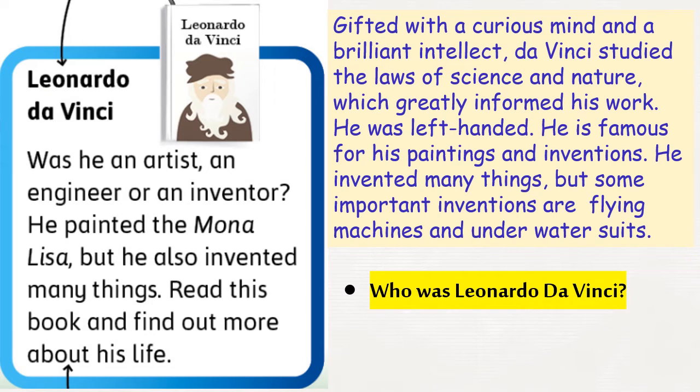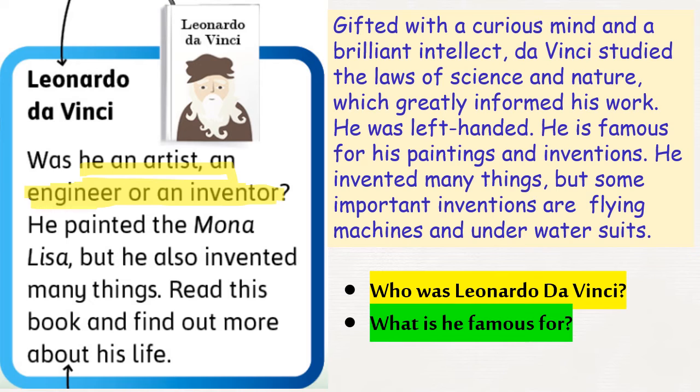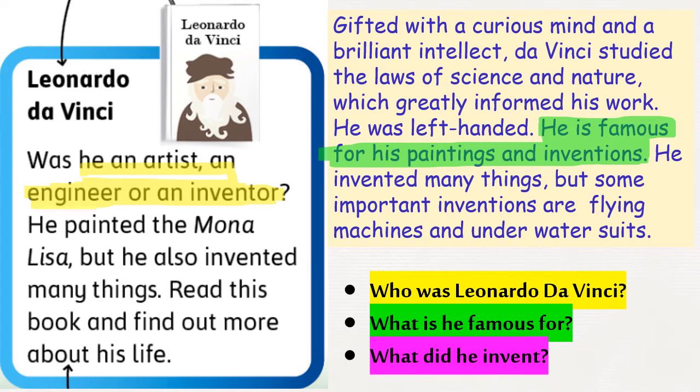So, who was Leonardo da Vinci? Easy. He was an artist, an engineer, and an inventor. What is he famous for? He is famous for his paintings and inventions. And one of the most famous paintings that he painted was the Mona Lisa. What did he invent? Oh, he invented flying machines and underwater suits.